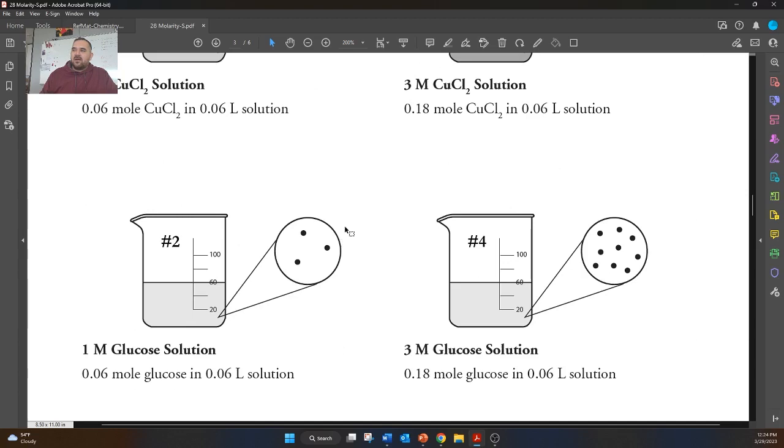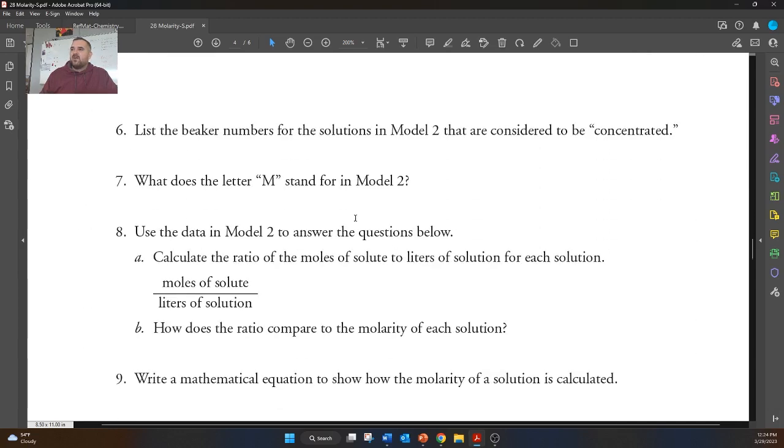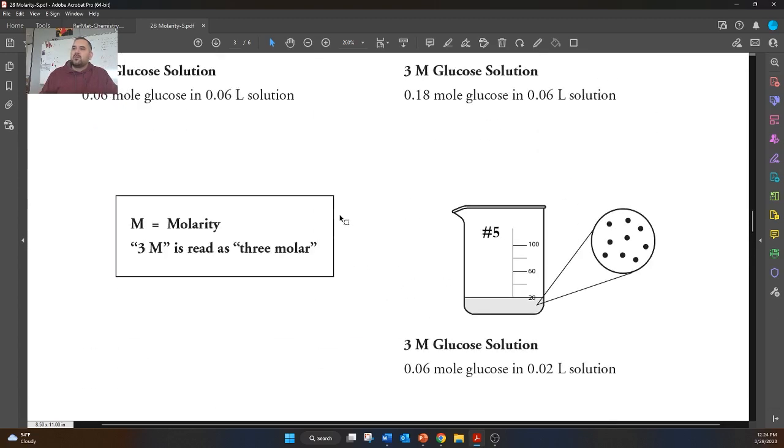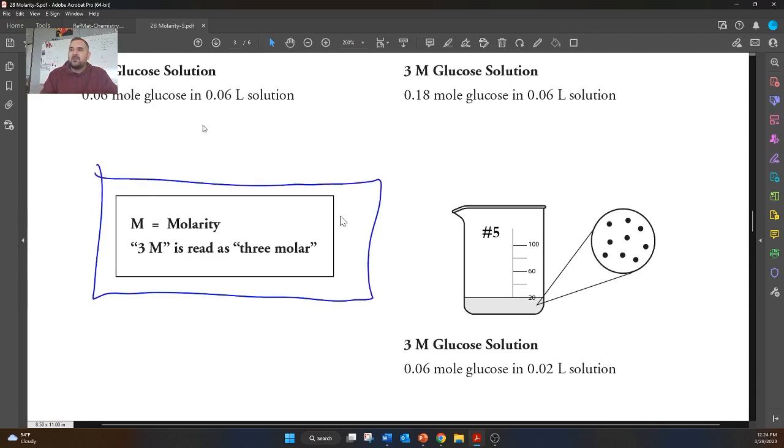So here we have some solutions, but let's move on to down here. We're going to skip 6. That's a waste. What does the letter M stand for in Model 2? So here's the letter M. I want everybody to write this down exactly how you see it. So capital M stands for molarity.